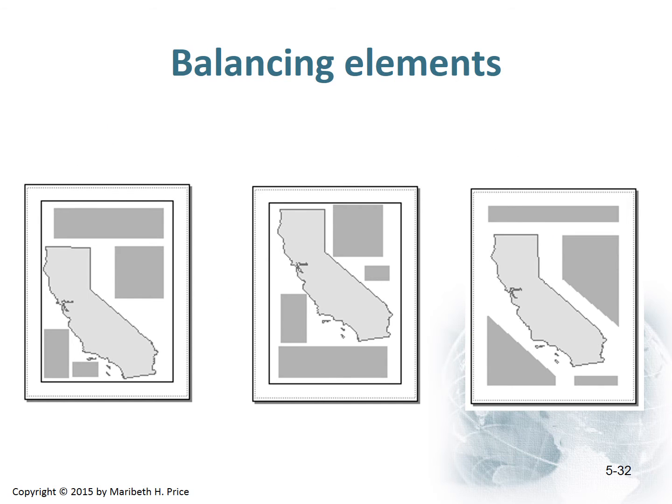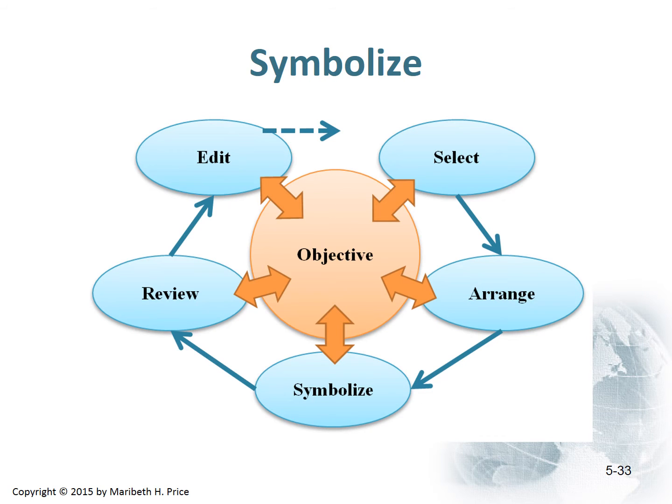Balancing your elements out, it's all about trying to get it figured out so that the map doesn't look heavy to one location. So it's looking at how we symbolize data.